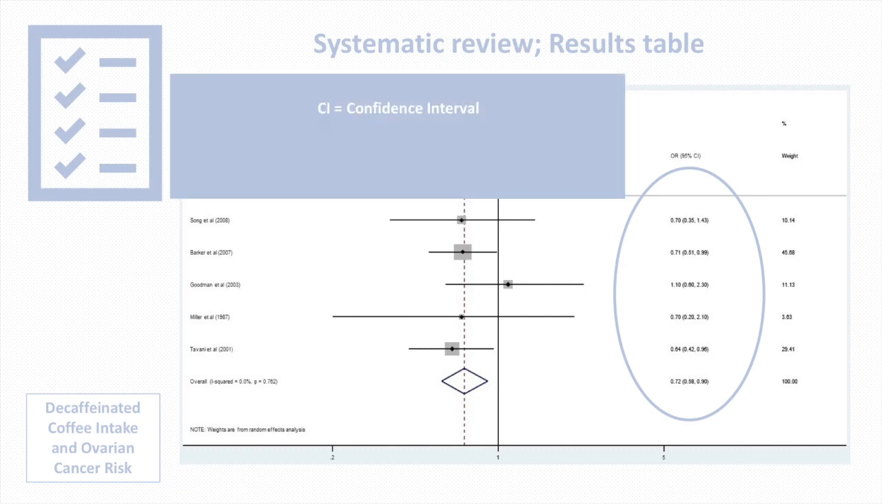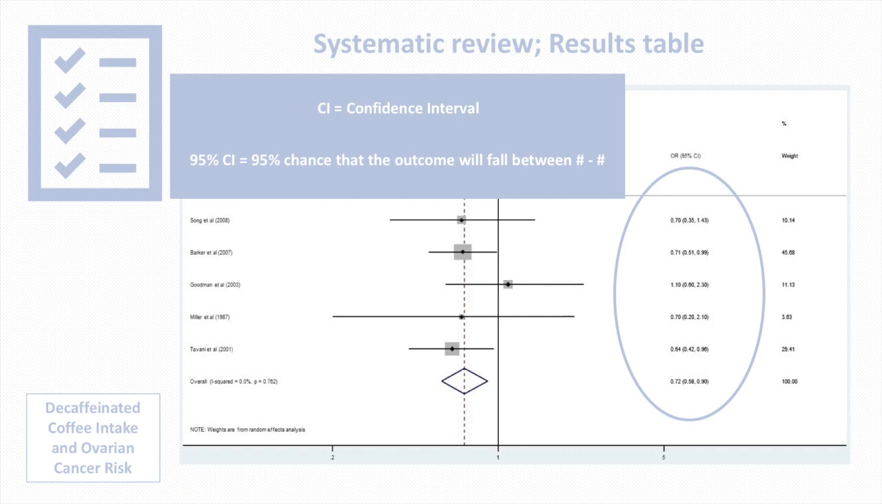Confidence intervals are commonly expressed as CI. This graph details a 95% confidence interval, which means there is a 95% chance that the results for each study will fall between the upper and lower values detailed, or a 5% chance that they won't.